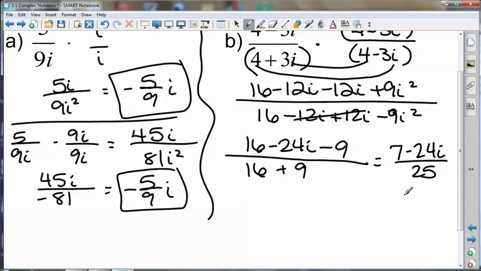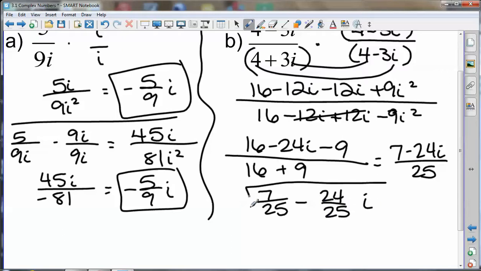Is that okay for my final answer? That's technically not standard form yet. We need to just break it apart for the standard form. So 7 over 25 minus 24 over 25I.